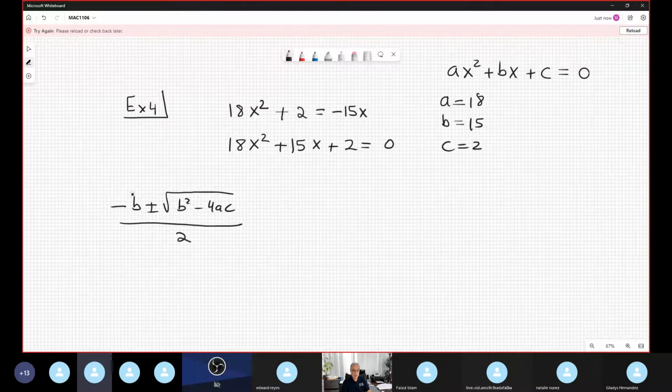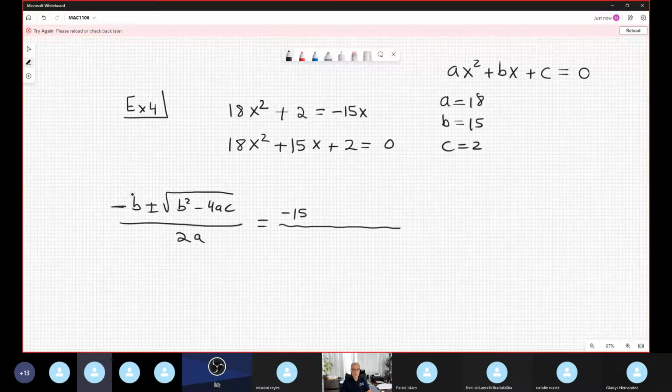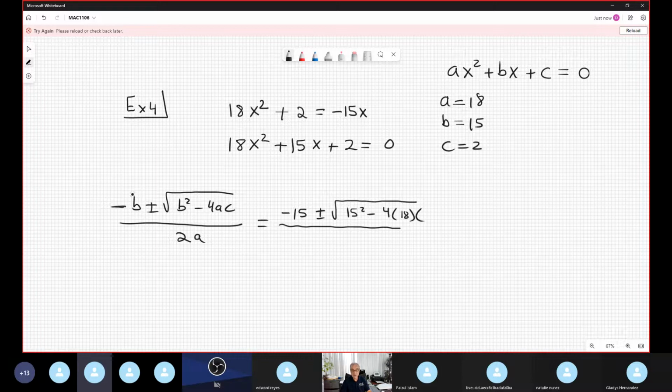Yeah, I replace the corresponding values of the exercise. 2a. Which B? 15. This is minus 15. Remember, the formula brings me one extra negative here. Plus and minus square root of 15 squared minus 4 multiplied by 18, which is A, multiplied by 2. Don't be scared of the numbers, because we have a calculator, no? Okay, but the order of the operations is extremely important. I focus on it here.